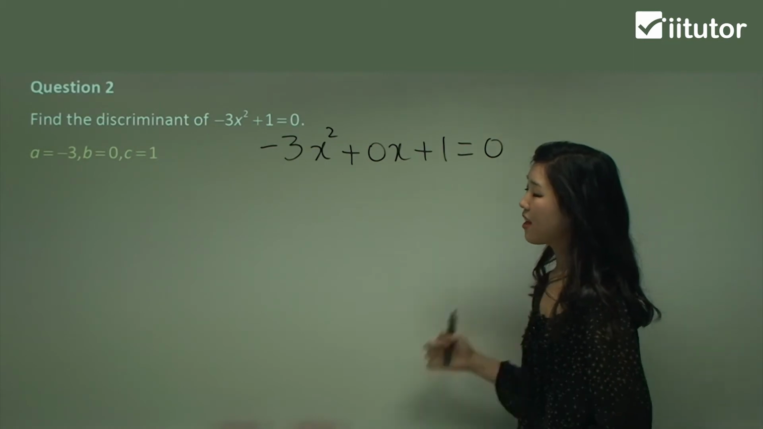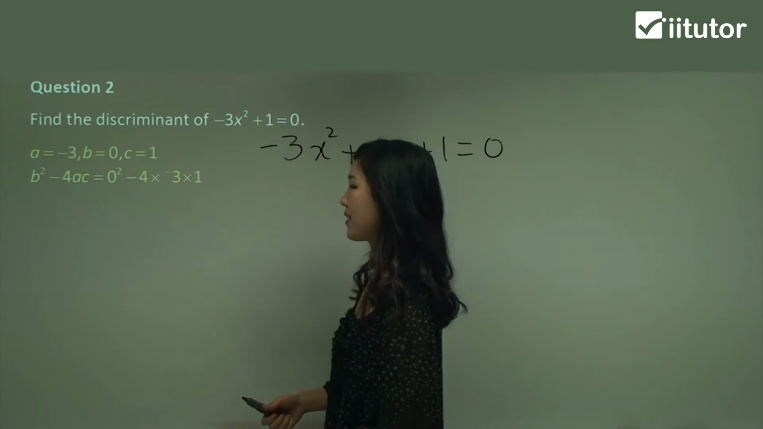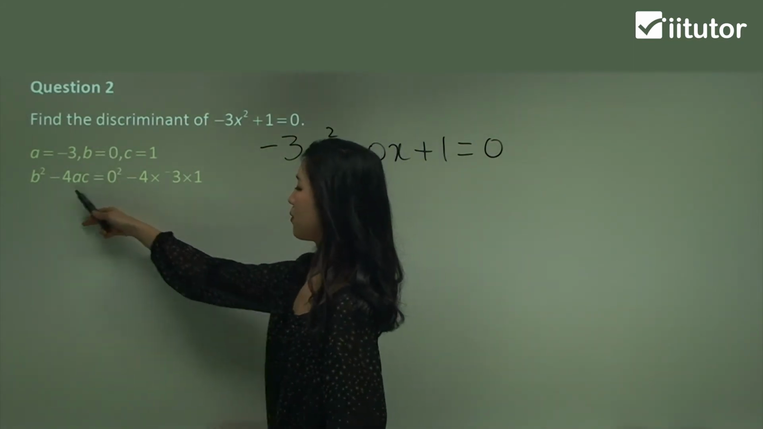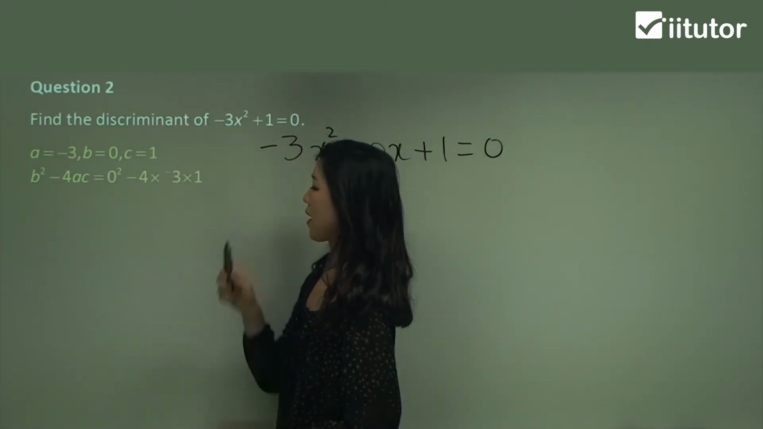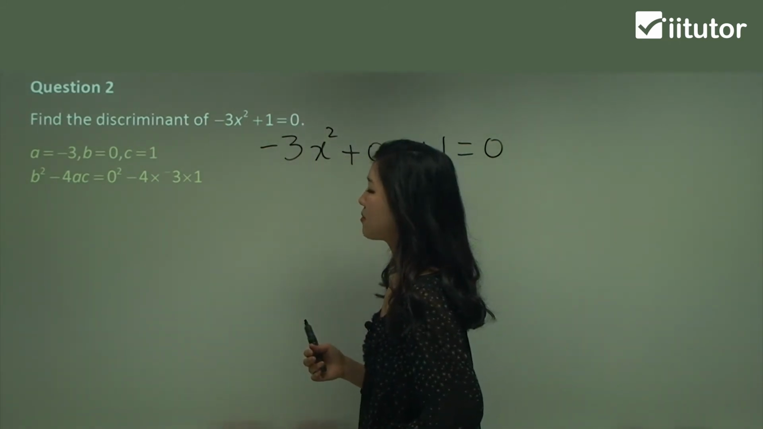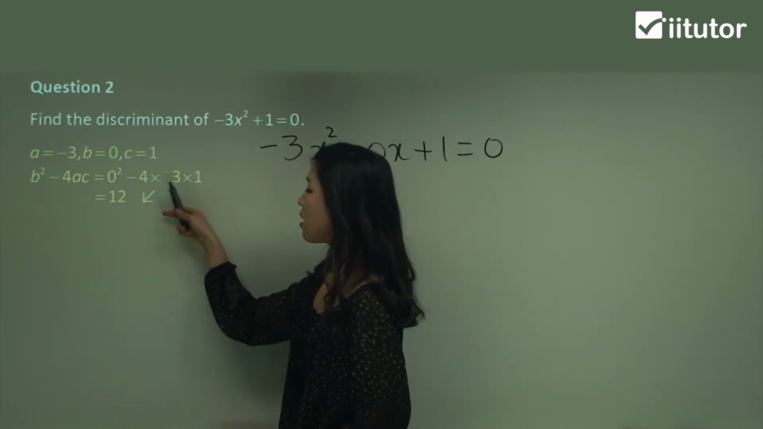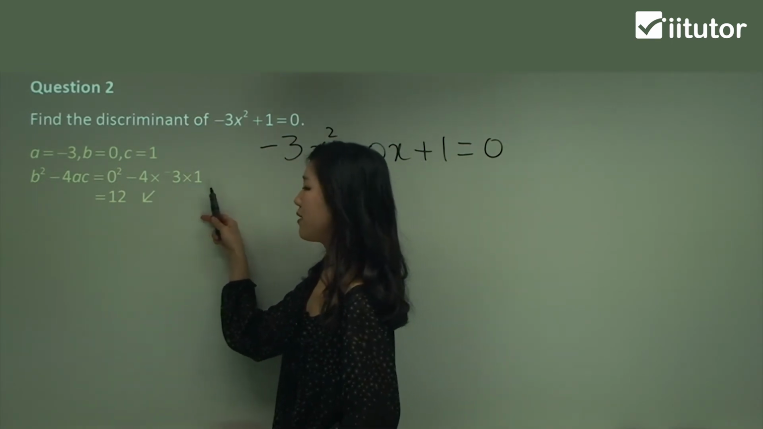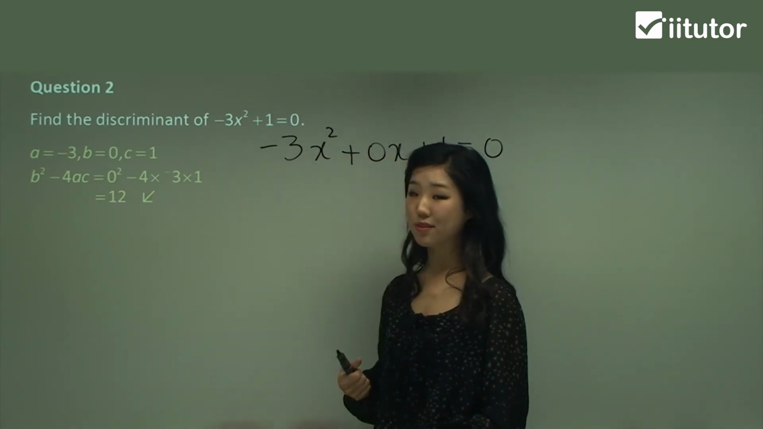Okay, so now that we've decided that, let's put it into our discriminant formula, b squared minus 4ac. So b is 0, so it's going to be 0 squared minus 4 times a is negative 3, c is simply 1. Okay, I subbed in all the values, now all I need to do is simplify. So this comes down to 12. Okay, because 0 minus 4 times negative 3 is negative 12, times 1 is negative 12, and then 0 minus minus 12 is positive 12. So that's our final discriminant.